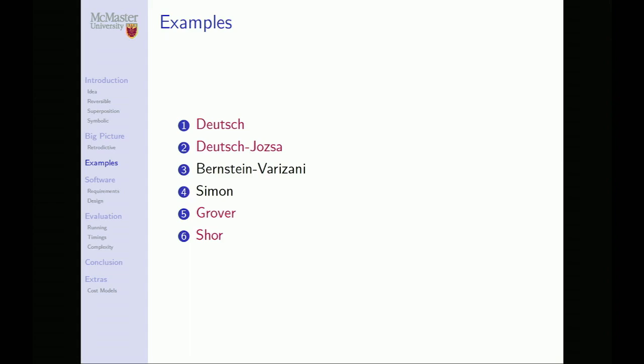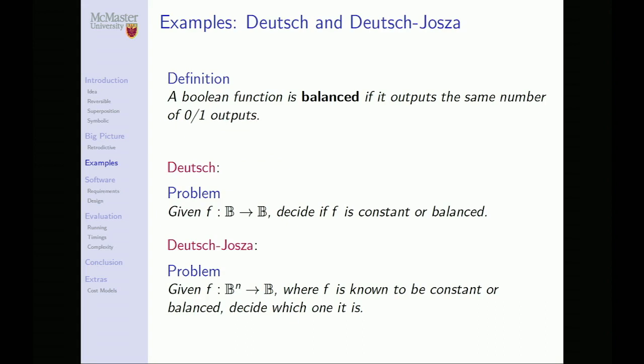So the Deutsch problem is about balanced functions. A Boolean function is balanced if it outputs, on all inputs, the same numbers of zeros and ones. And the Deutsch problem is, given a function, can you figure out if it's constant or if it's balanced? Well, in some sense, it doesn't seem so hard. You just run it multiple times, like twice, and you look. The quantum problem says, can you do it by running it only once? And quantum says, yes, I can do that.